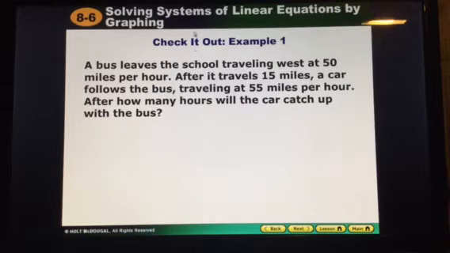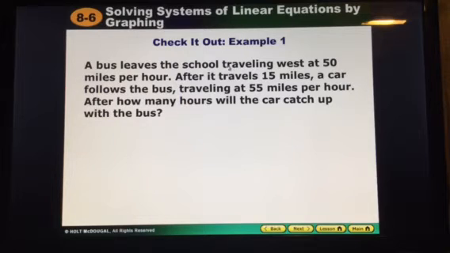All right, so our first problem is: a bus leaves the school traveling west at 50 miles per hour. After it travels 15 miles, a car follows the bus traveling at 55 miles per hour. After how many hours will the car catch up to the bus? So I don't really like the way this is worded, but I think what they're saying is that the car leaves the school after the bus has gone 15 miles, and it's going the exact same path as the bus. So it's following it 15 miles behind, but it's going faster, so it'll finally catch up.